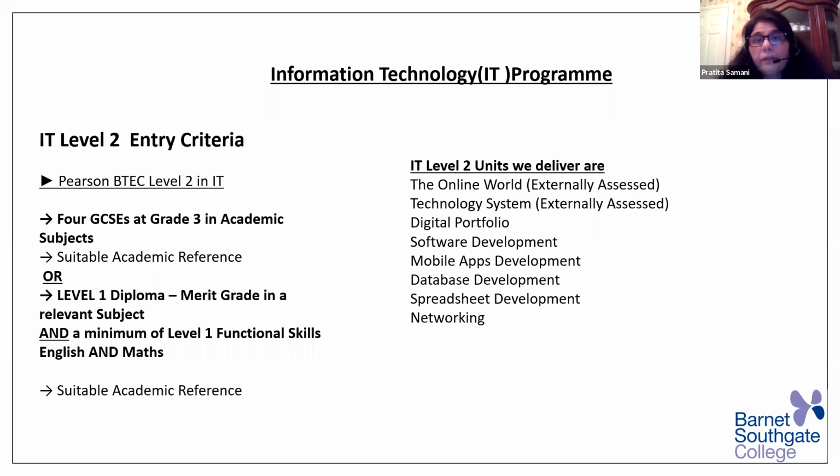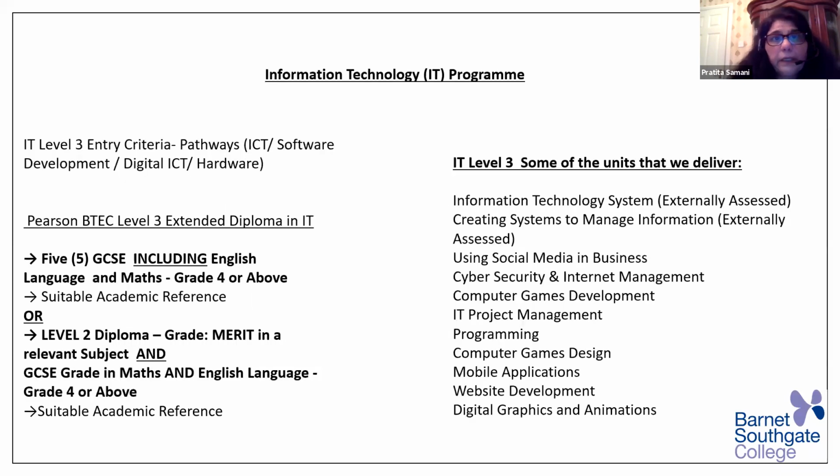So students who complete level 2 can progress on to level 3. So I'm going to talk about level 3 now. So for level 3, the entry criteria is 5 GCSEs. That should include maths and English, grade 4 and above. Or if a student has completed level 2 and has achieved a merit grade, and achieved GCSE maths and English, or one or the other. So they could retake one of the subjects with us, and again, suitable academic reference.